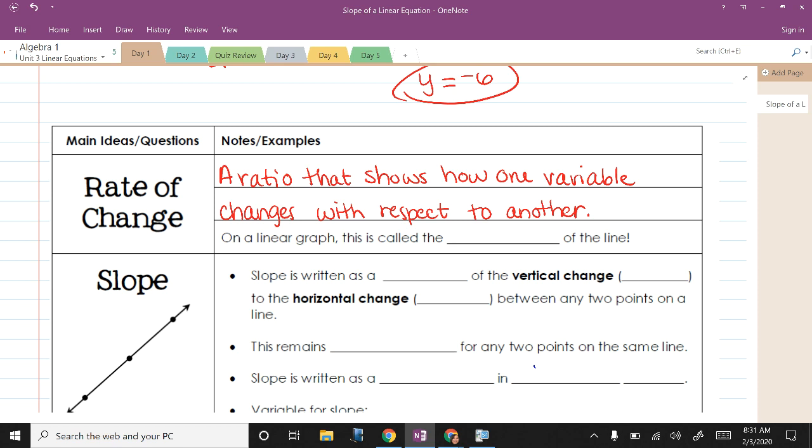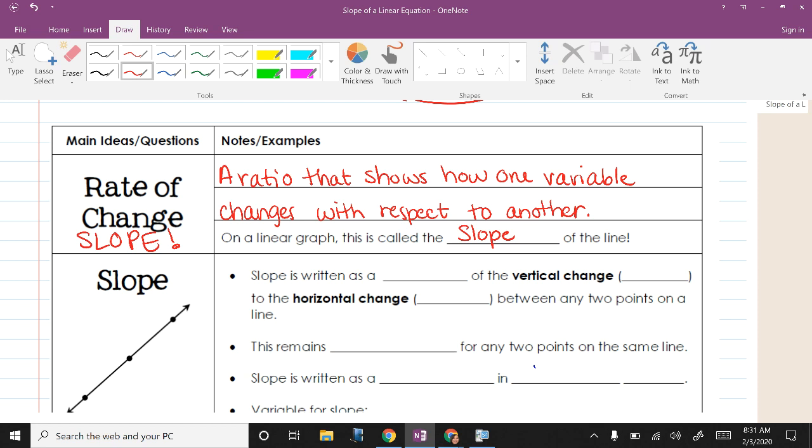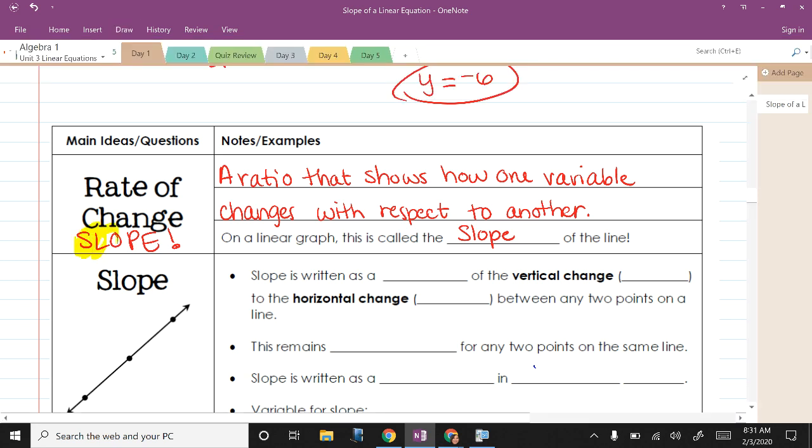Now, do we remember way back then, on a linear graph, this is called the slope of the line. So anytime you see the word rate of change, I want you to think slope. In a word problem, I don't care where it is. If you see rate of change, I want you to think slope. Rate of change means slope. And I just erased half my letters. What the heck? Go back. There we are. Rate of change means slope.